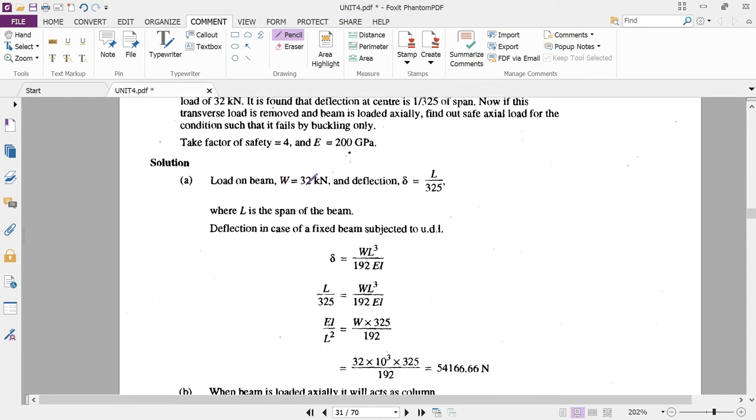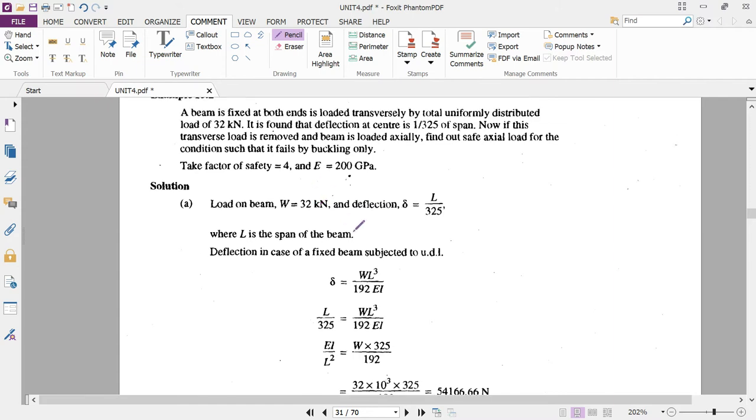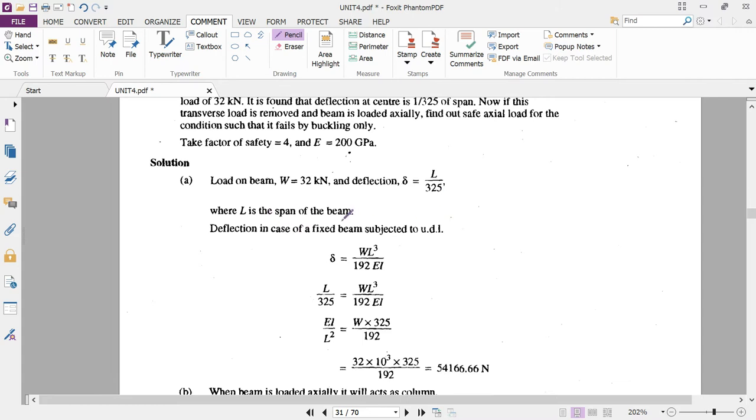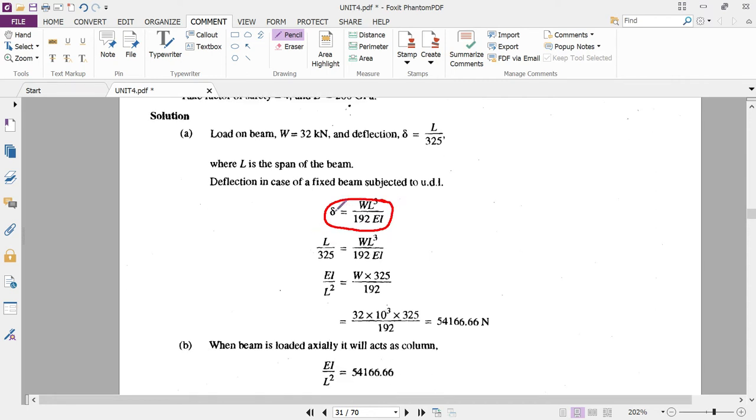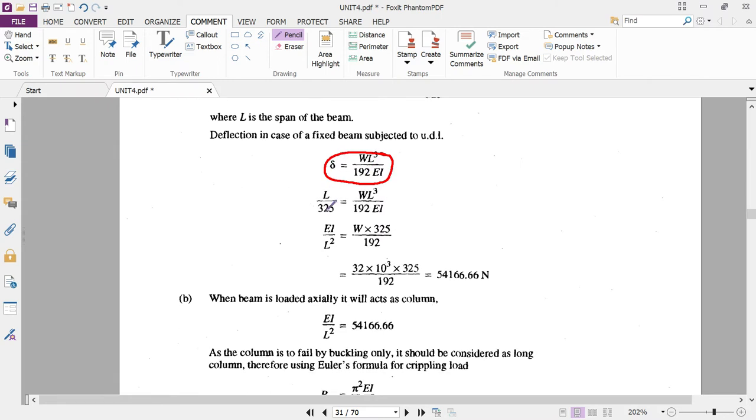Now we know that the load on the beam is 32 kilonewton and the deflection is L by 325, where L is the span of the beam. This formula you must understand: whenever we have to calculate the deflection at the center of a beam subjected to UDL, this formula is applicable. Delta is equal to W L cube by 192 EI. Here the value of delta is available.